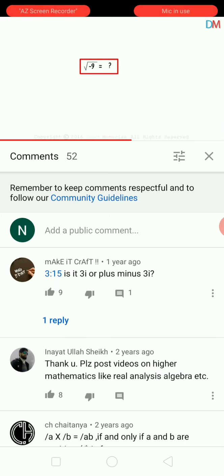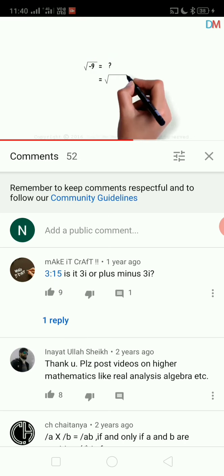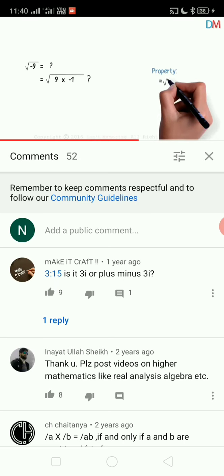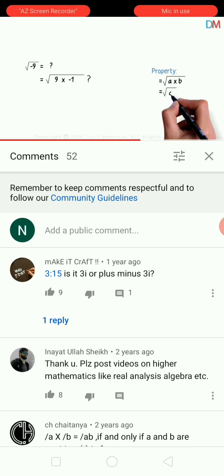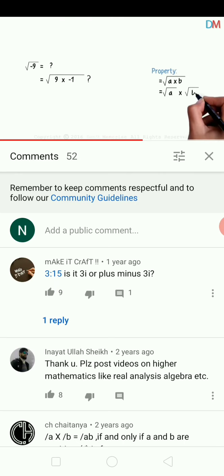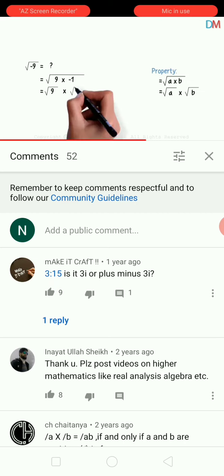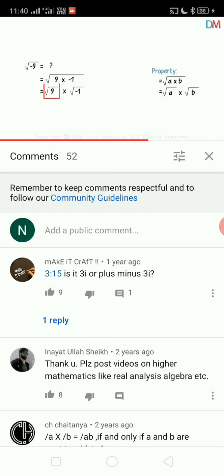So how do we understand the square root of -9? It can be written as square root of 9 times -1, right? And we know a property of exponents which says that square root of a times b is equal to the square root of a times the square root of b. So this can be written as square root of 9 times the square root of -1. The square root of 9 is 3 and square root of -1 is I. So the square root of -9 is 3i. This is 3 times I.